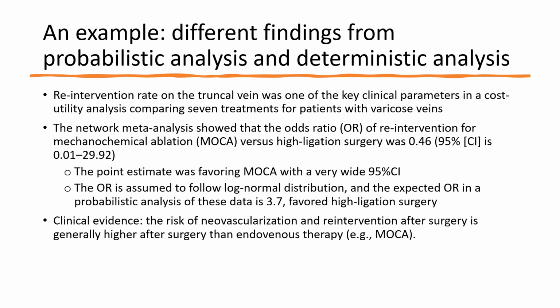As an example, the network meta-analysis showed that the odds ratio of re-intervention for MoCA versus high ligation surgery was 0.46. The 95% confidence interval is 0.01 to 29.92. That is, the point estimate of 0.46 was favoring MoCA with a very wide 95% confidence interval. The odds ratio is assumed to follow log normal distribution, and the expected odds ratio in a probabilistic analysis of these data is 3.7.